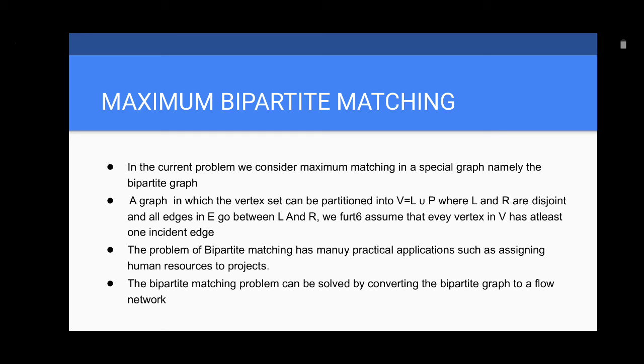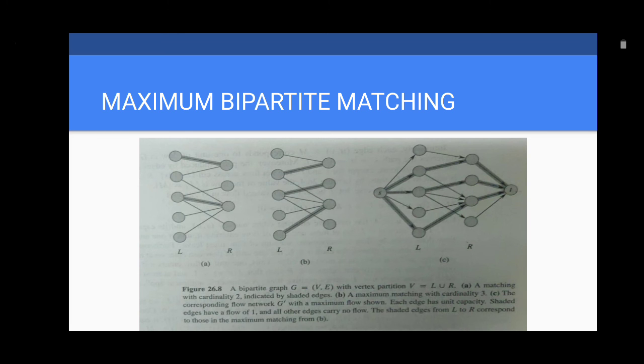The problem of bipartite matching has many practical applications, such as assigning human resources to projects and similar other problems. The bipartite matching problem can be solved by converting the bipartite graph to a flow network. Consider this example of a bipartite graph. The graph has 5 vertices in the set L and 4 vertices in the set R, which is given in A here.